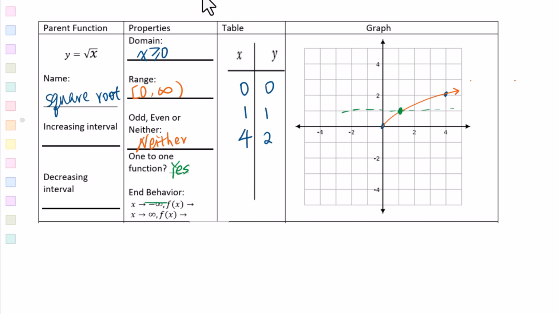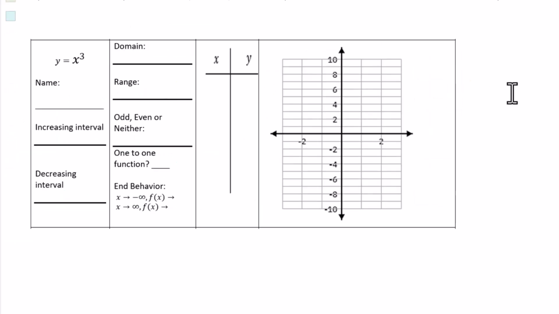X cannot approach negative infinity. When x approaches positive infinity, f of x approaches positive infinity. From left to right, the graph goes up, which means the function is increasing in the domain. No decreasing interval.